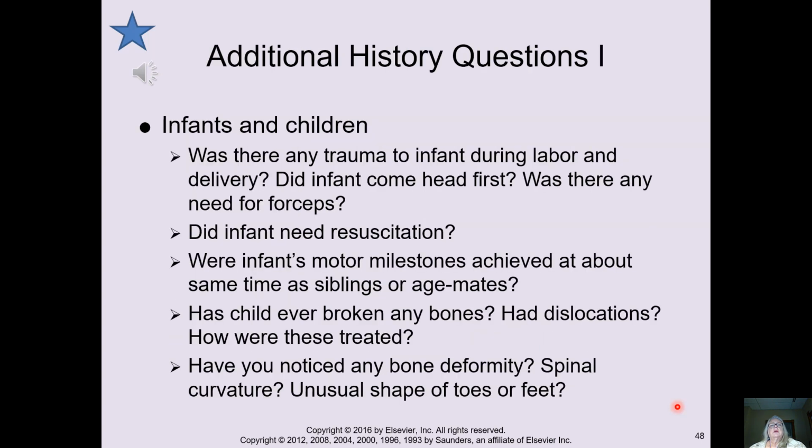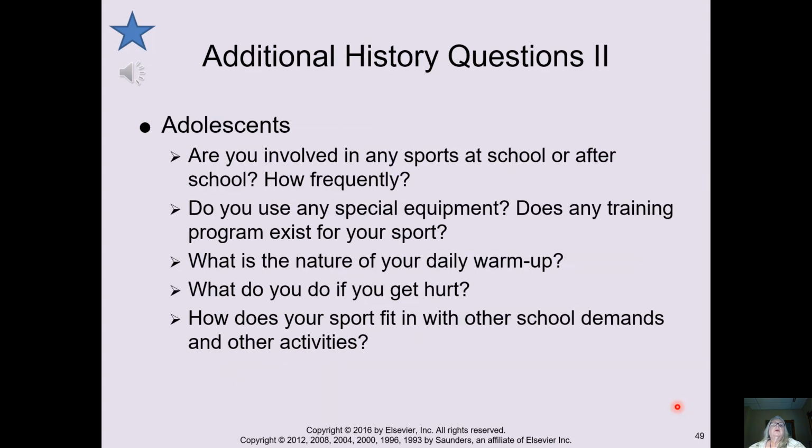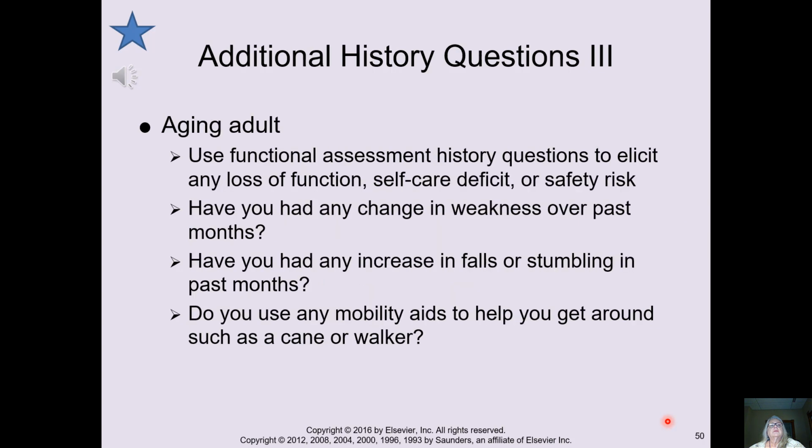If it's in children, has there been any trauma? Was there any trauma for a newborn during labor? Babies are not infrequently born with dislocated hips, broken clavicles, rarely a broken leg, but it's usually a clavicle or a dislocated or broken hip. Adolescents, have they been involved in sports? Do they have frequent broken bones or injuries to their body? Students from time to time will tell me about difficulties they've had with sports-related injuries or just life-related injuries and diagnoses that came as a result of those injuries, multiple injuries.